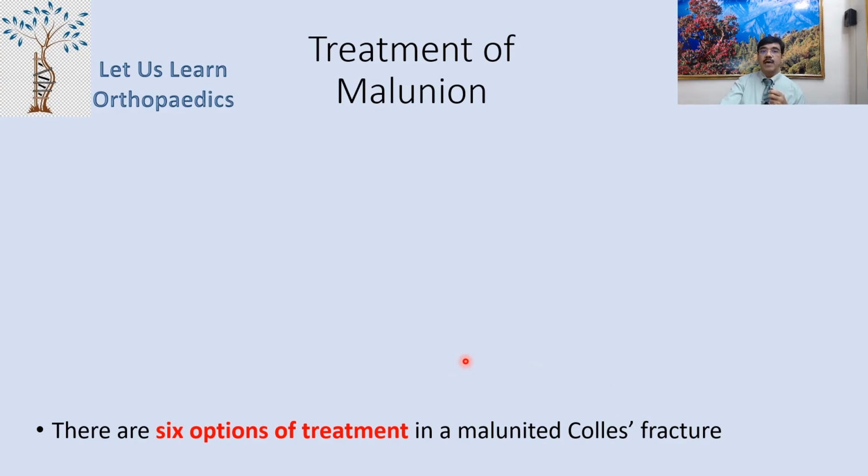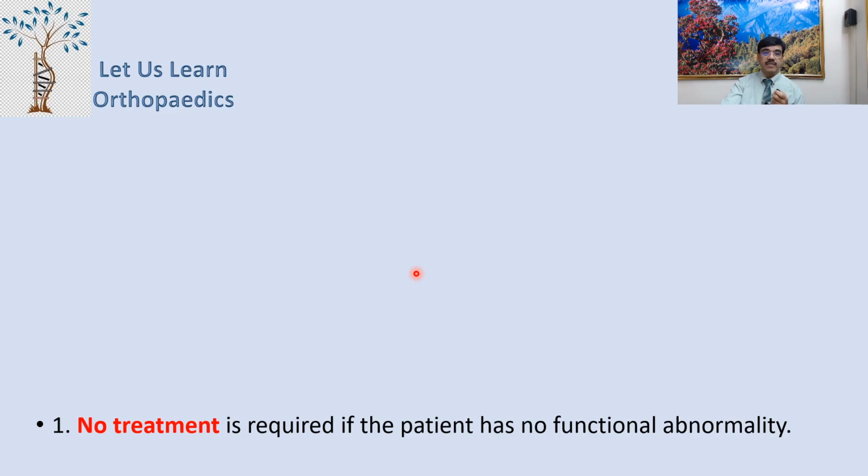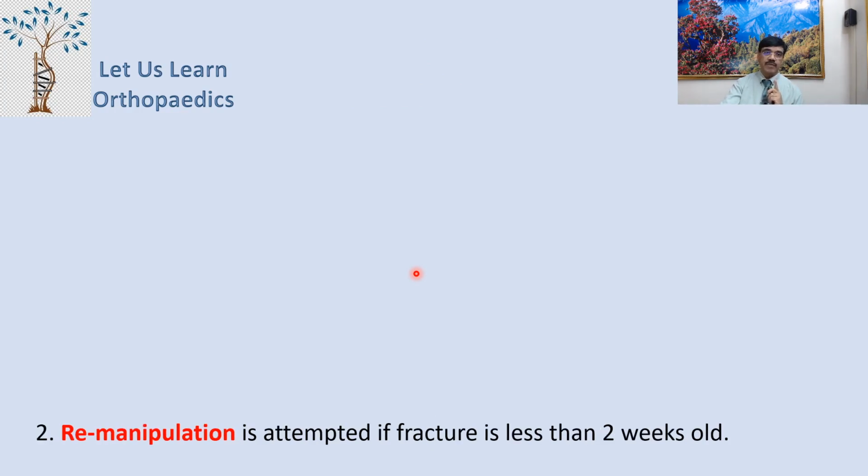Now, how to treat malunion? Again, there are 6 options to treat the malunited Colles fracture. The first option is no treatment. No treatment is required if the patient has no functional abnormalities.